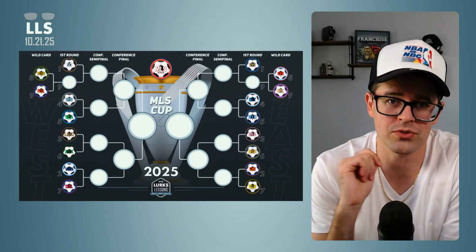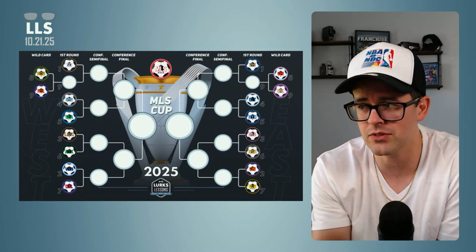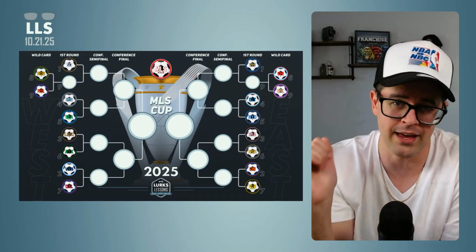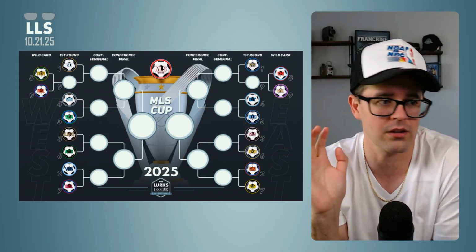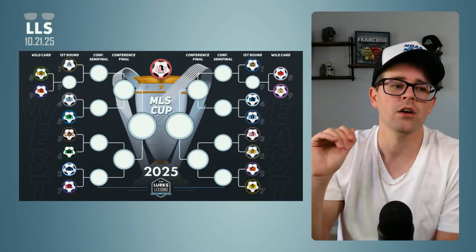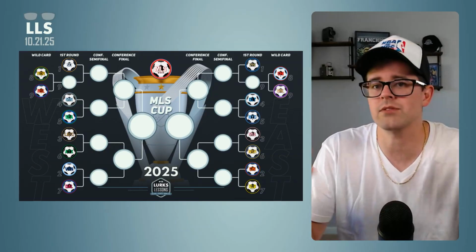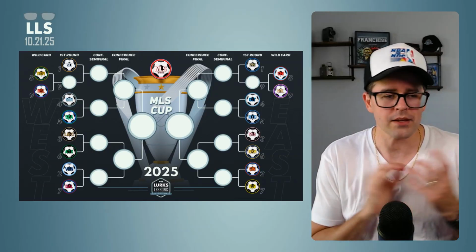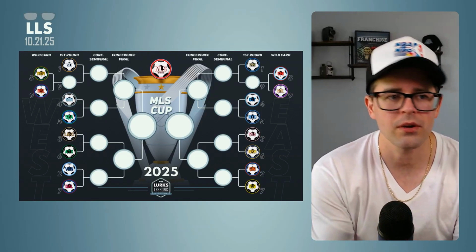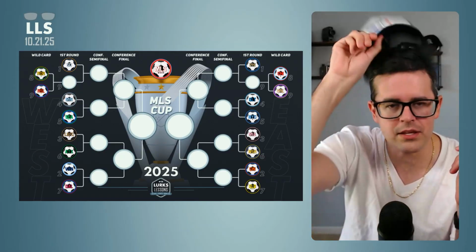Whereas the New York Red Bulls finished 10th, and as you can see on the bracket, you only go from 1 to 9, so they just missed the postseason, okay? Which I think is fine, because that gives a brand new slate of teams to make it to the MLS Cup.